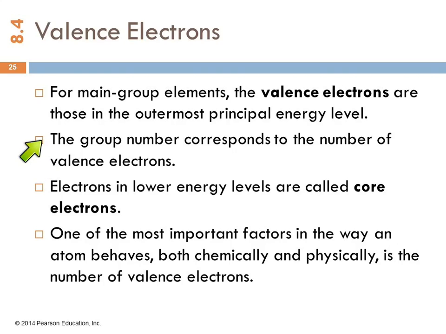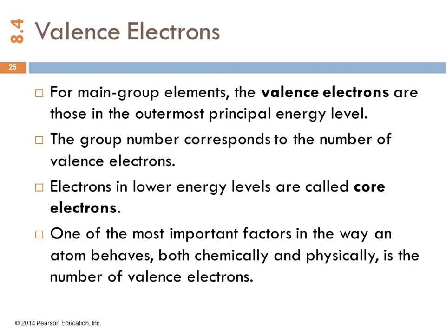And the electrons that are not in the valence are in the lower energy levels. They're called the core electrons. So those are the ones on the inside. And the ones on the outside are the valence electrons. And so those are the ones that change.